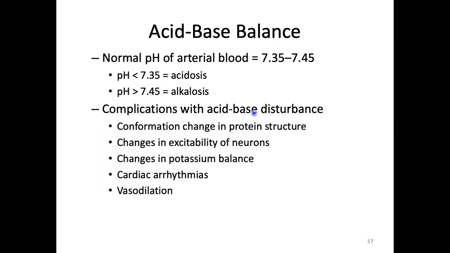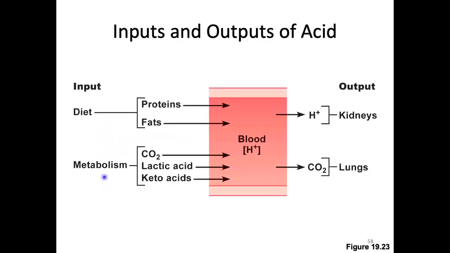Okay, acid-base balance. Normal pH of arterial blood is 7.35 to 7.45. You know that if pH is low, so if it's more acidic, you get conformational changes in your protein structures, most notably in hemoglobin, and it affects how hemoglobin binds oxygen. You change the excitability of your neurons, and changes in potassium balance are really dangerous, right? It can lead to cardiac arrhythmias, vasodilation of blood vessels, etc. So we really want to regulate your blood pH.